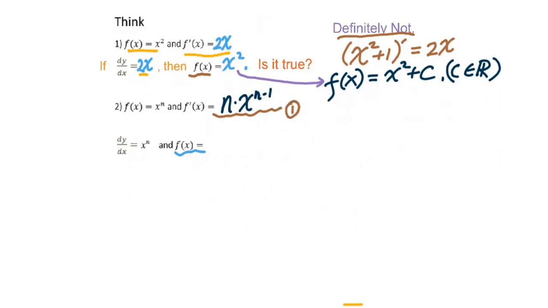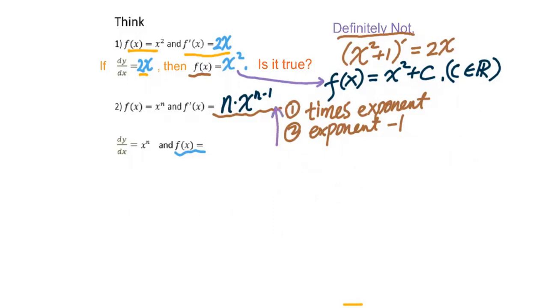The first step is times the exponent. Second step, the exponent minus 1. Now we will do the backwards. You have to make sure the order is backwards and also the operation is backwards.